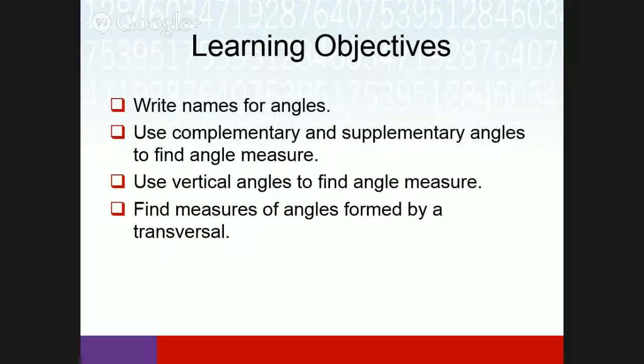So our objective today is to write a name for an angle. There's a couple different ways to do it. Define complementary and supplementary angles, and then solve problems like, this angle is supplementary to this angle, find the missing X value. So we use a little bit of algebra there. Use vertical angles to find angle measurements. We have to define a vertical angle and how that works. And then measure of angles formed by transversals. So we'll have parallel lines, they'll be cut by another line, and that's what's called a transversal. And then we'll be able to fill in missing angles.